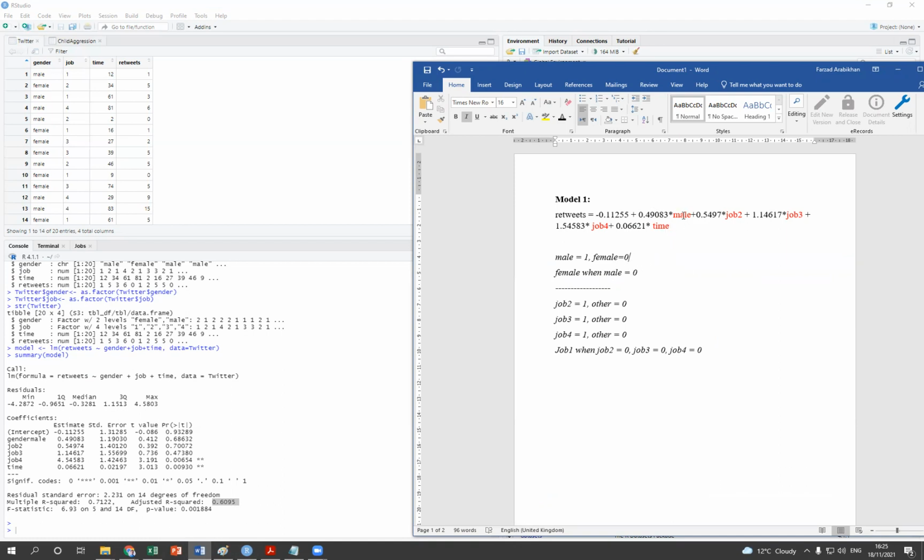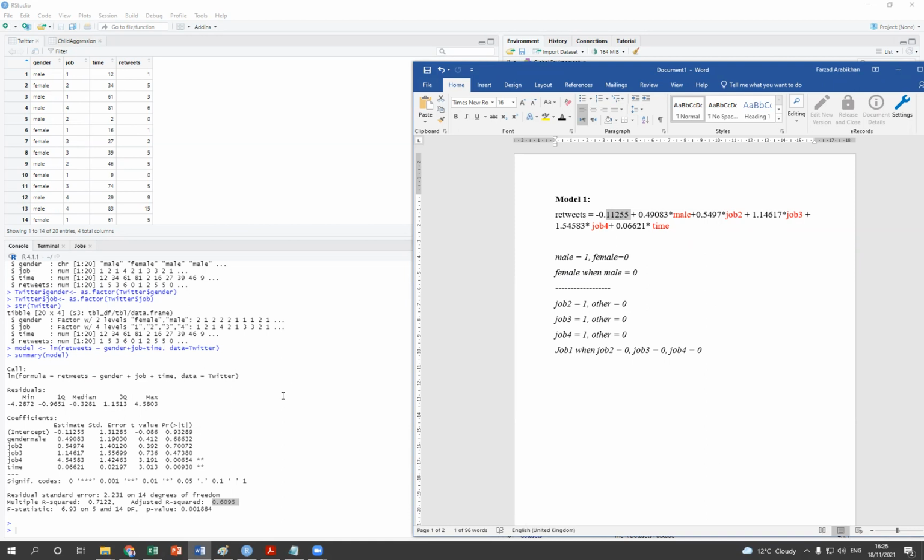When male is 0, it means that this one will be eliminated from your model, because for that specific record, when this is 0, we don't have anything for this variable, and the influence of the female is hidden in the intercept. The same story for job 2, 3, 4, and job 1. When job 2 is 1, the rest is 0, so you see the influence of job 2. Job 3, when the person in category 3 is 1, the rest are 0 for jobs. Job 4, the same story. But when all of them are 0, job 2, job 3, and job 4, the role of job 1 will be hidden in the intercept.